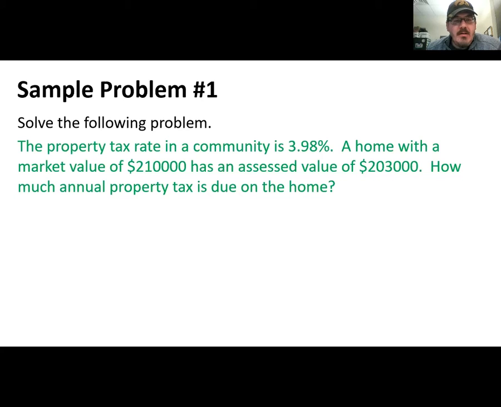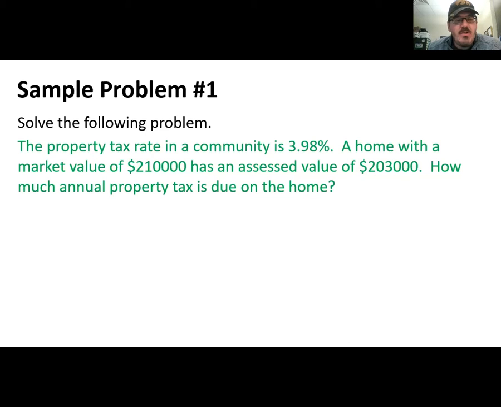Just a couple of things to point out in this problem. Number one, the tax rate varies from community to community. It depends on where you live, the community that you're in, the state that you live in. All of those things have a factor on what that particular tax rate happens to be. The other thing I want to point out is there are two values for the home here. There's the market value and then there's the assessed value. Kind of a little bit different thing.